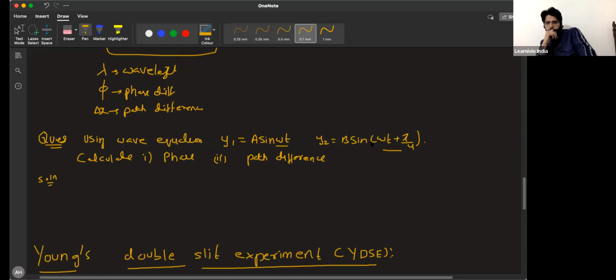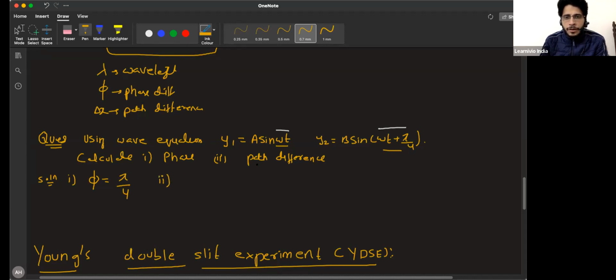Good, Noor. Yes, it's pi by 4. Very good. Just look at the phases. This is omega t, this is omega t plus pi by 4. So the difference is of pi by 4 only. So the first part, phase difference, I will represent by phi. It's pi by 4. Clear, Sania?